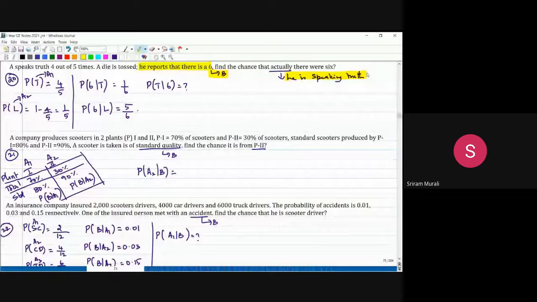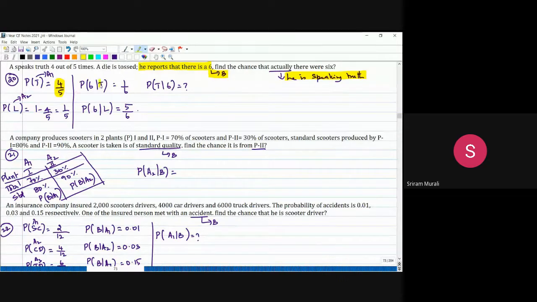That is the problem. So speaking a lie is A2, speaking the truth is A1. What is the chance of speaking the truth? As per the given, it is 4 by 5. But speaking a lie is not given, so I assume 1 minus 4 by 5, that is 1 by 5. Keep it. Now you come to the next case.